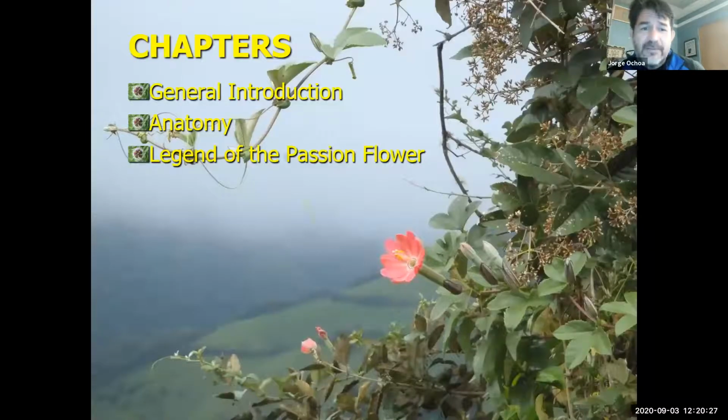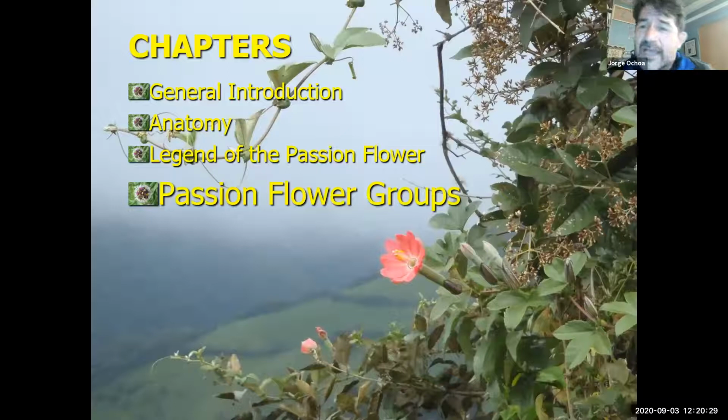So from the legend of the passion flower, let's look at the passion flower group. When we have big groups of plants, we need to make them into smaller segments so that we can understand them. It is estimated that there are over 700 species of passion flowers. I mean, species, as I mentioned before, are nature made. So many of them are still awaiting publication, but about 700 species would be a good number.